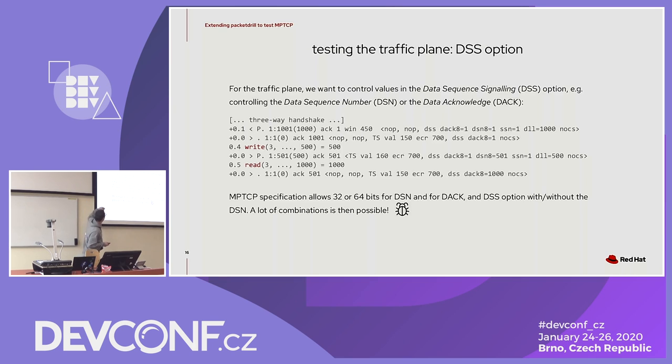After the three-way handshake, we do a write, and we expect a packet having the DSS option that ACKs a certain amount of data. And then we do a read and check if the data ACK increases by the number of data that we read. In this case, the MPTCP specification allows different formats for the DSS header. So there are many options. You can use DSN and the data ACK values made of 32 or 64 bits in any combination. So it's very, very likely to find bugs here. And we found many.